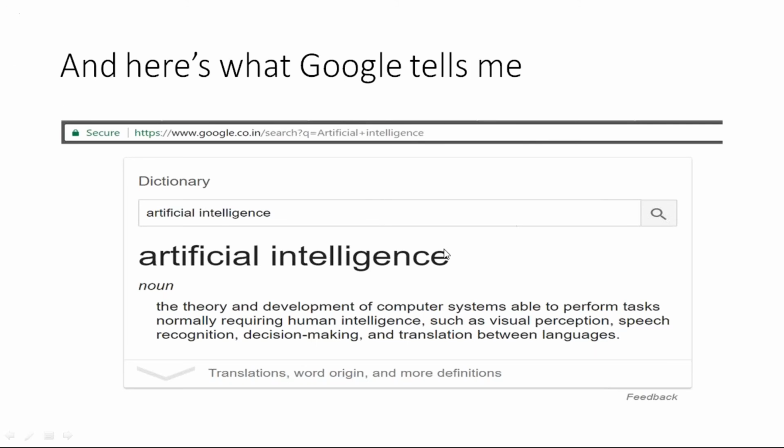So what Google says is, AI is the theory and development of computer systems, and these systems will be able to perform tasks normally requiring human intelligence. When I talk about human intelligence, what all factors capture human intelligence? Specifically, we humans are intelligent in visually perceiving some scene.